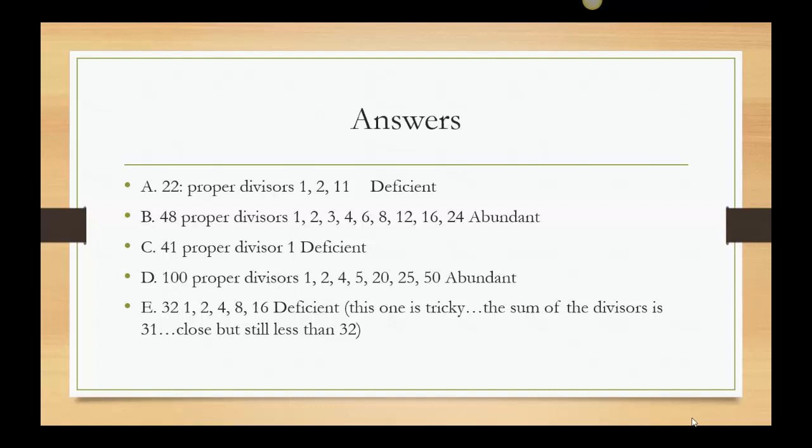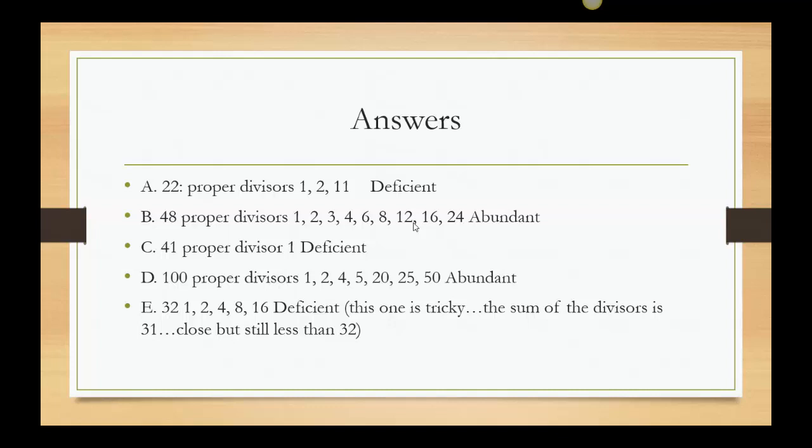48 has 1, it has 2, it has 3, it has 4, it has 6, it has 8, it has 12, it has 16, and it has 24. That is a lot of things to add up. Here's what I think. If I go to 24 and I add 16, I'm already at 40. I add 12, I'm at 52. I'm done. I'm not adding the rest of the numbers. I don't need them. I can quickly tell you this is abundant without ever touching my calculator. Feel free to use your calculator, but when you don't have to, don't worry about it.